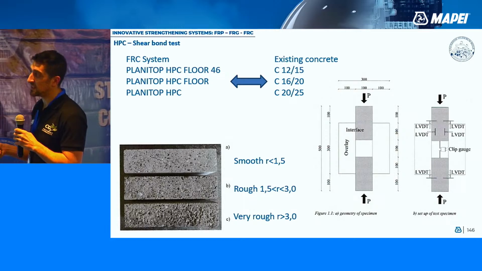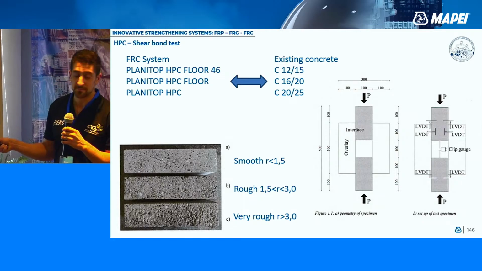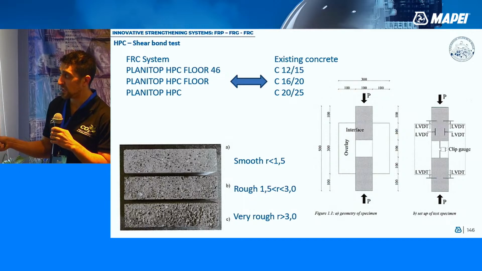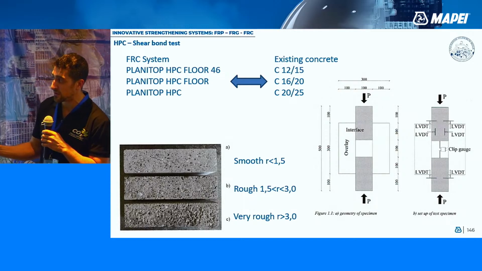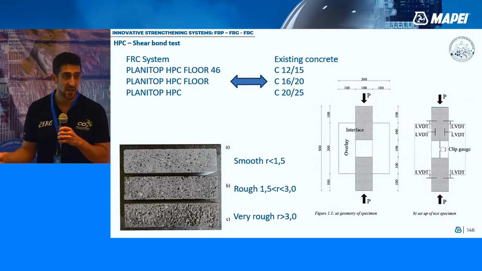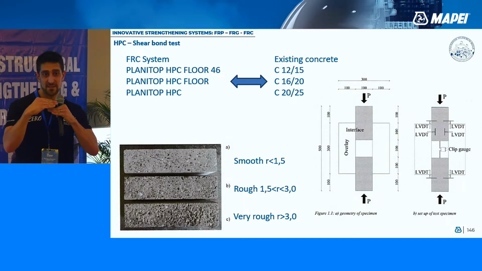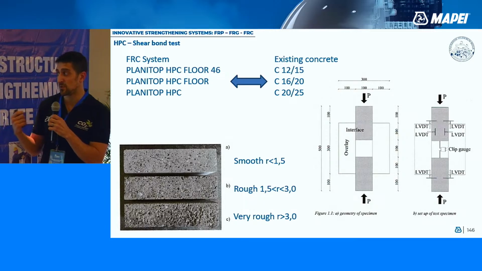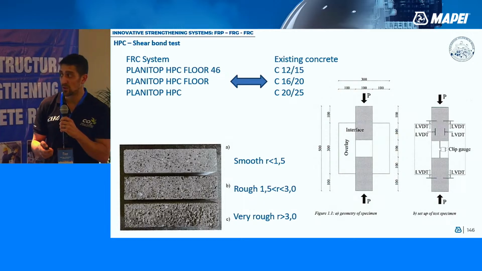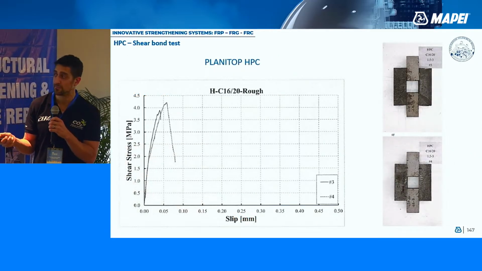Basically we applied our material on 3 different grades of poor concrete. For each one of these samples, we treated the surface in order to have a smooth interface, a rough interface, and a very rough interface. We applied the material on the top, and then made the shear bond test, in order to evaluate the maximum capacity that we can reach. More or less in all the tests we reach around 4 megapascal of pure shear capacity.